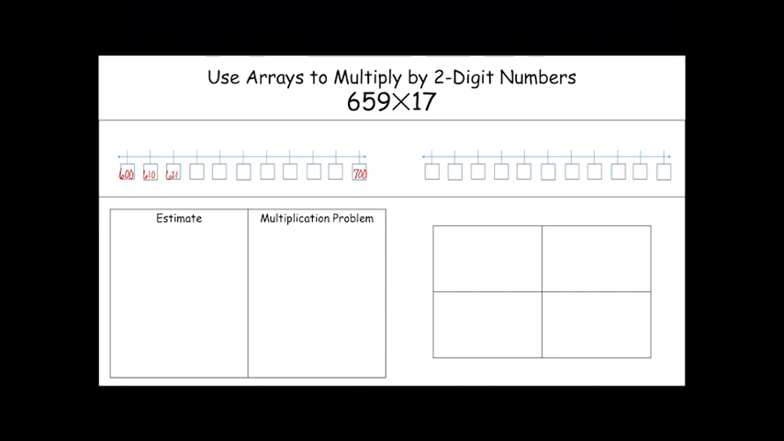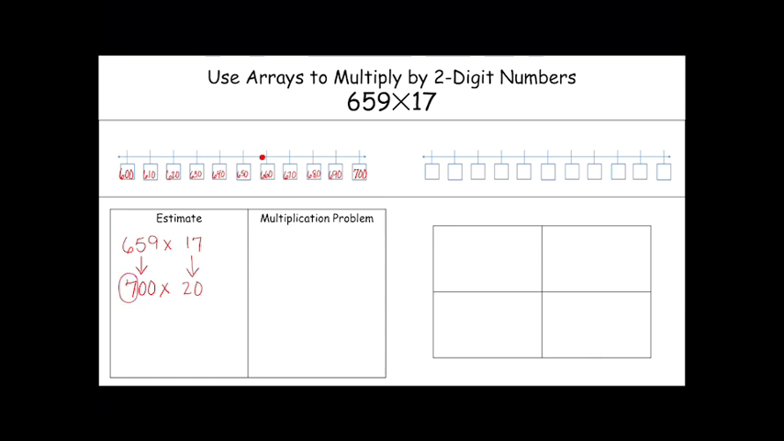610, 620, 630, 640, 650, 660, 670, 680, 690, and 659 would go very close to 660. And so we know anything past the halfway mark rounds up. So 659 becomes 700. And 17 is between 10 and 20, and that rounds to 20.